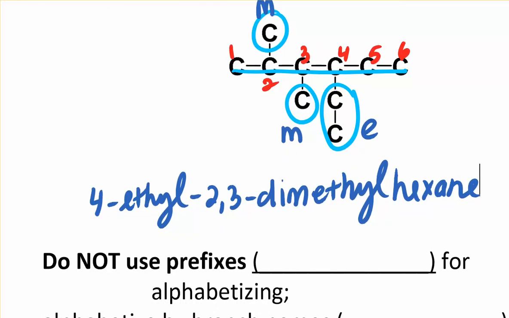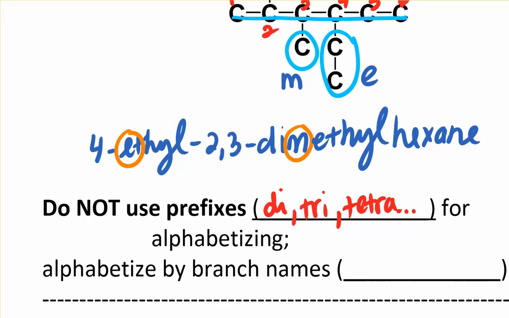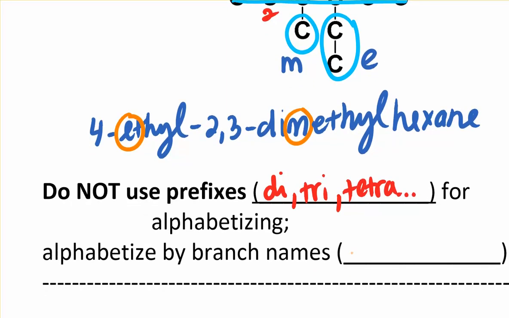Notice that you do not use the prefixes, and by the prefixes I mean like di, tri, tetra, etc. I did not use this D to alphabetize. I used the M of methyl and the E of ethyl to alphabetize. So we alphabetize by branch names like methyl, ethyl, etc.